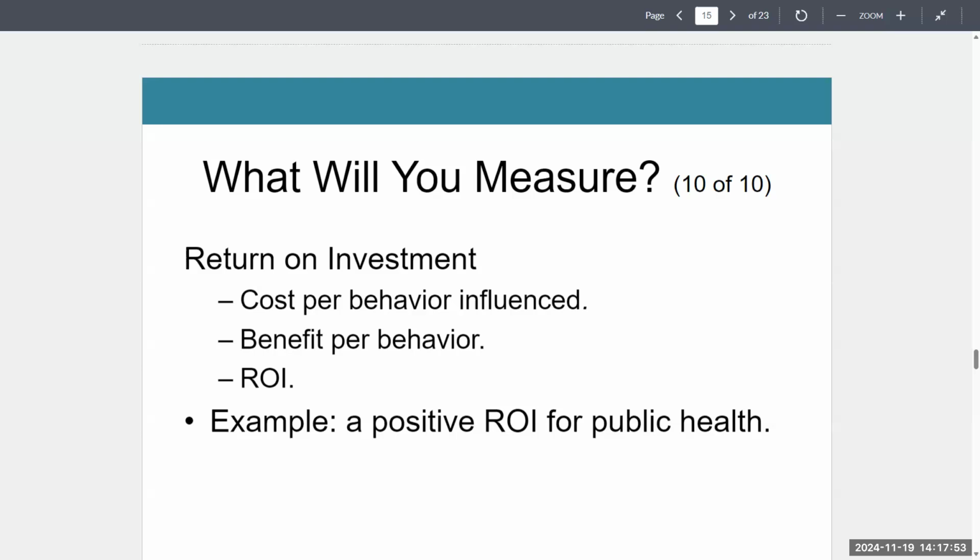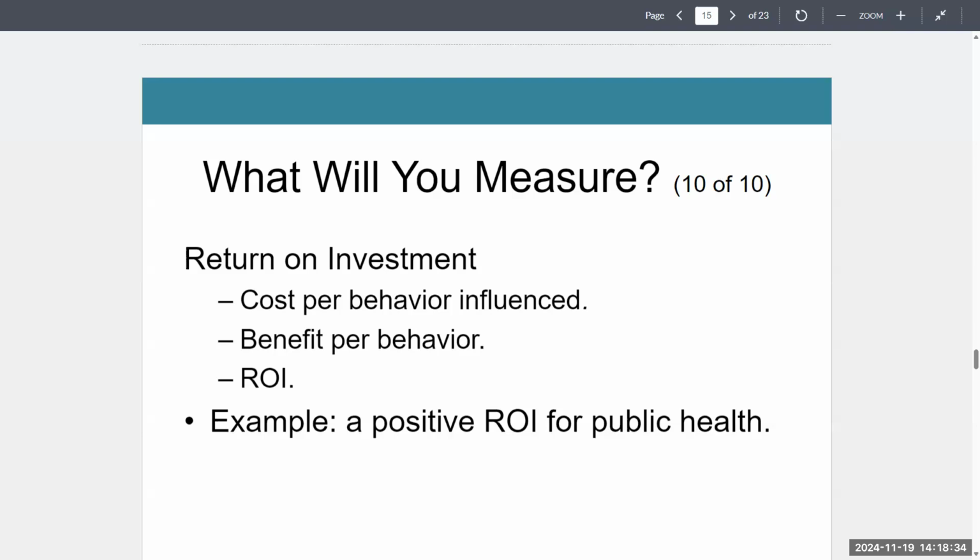Okay? And then the last one that we're going to look at is ROI. This is return on investment again, and is essentially a ratio of benefit to cost. Using the example that we just talked about, you have a program that costs $50,000 to generate $100,000 in benefits. The ROI would be 2 to 1, meaning every dollar spent generates $2 in benefit. Okay? And so this is a powerful tool to demonstrate the value of your campaign and how it's actually working.